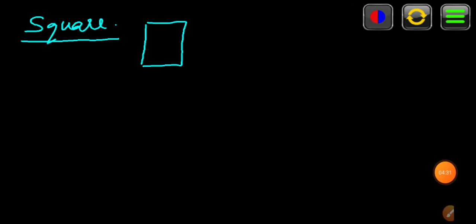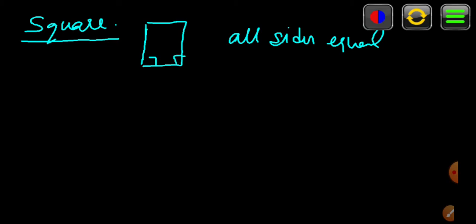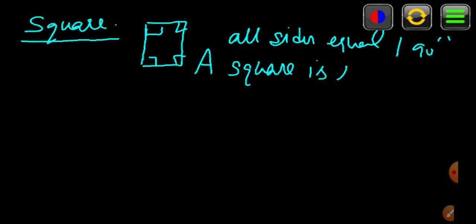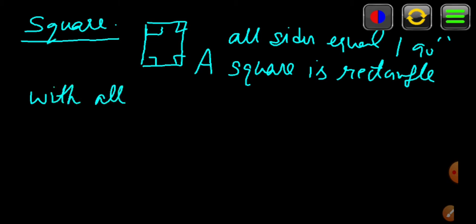Now square is a quadrilateral in which all sides are equal, each angle being equal and right angle, 90 degree. That means a square is a quadrilateral, or we can say that a square is a rectangle with all sides equal.